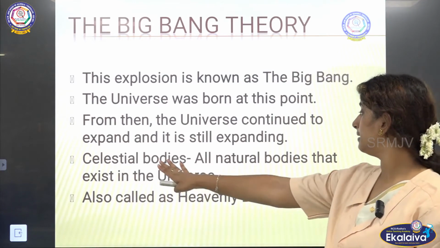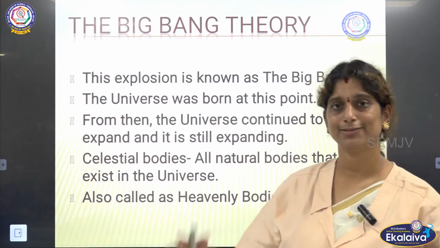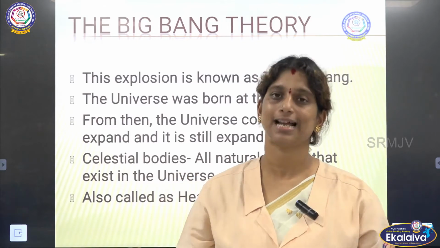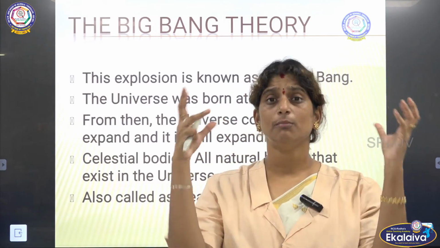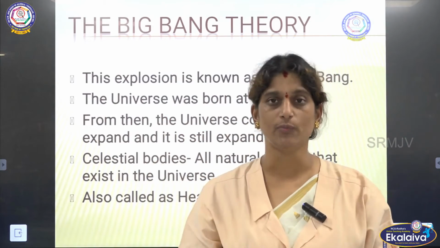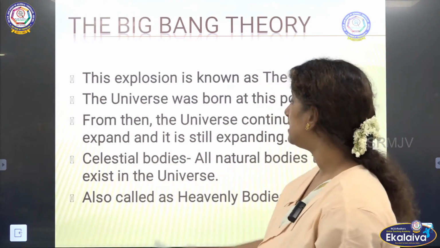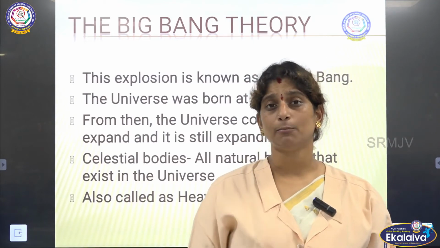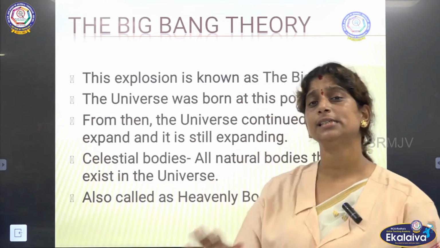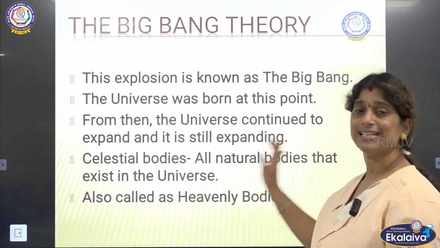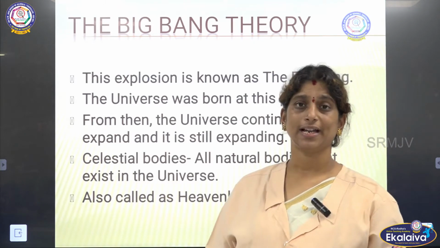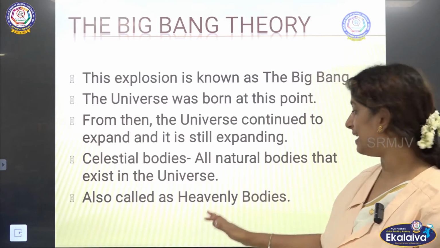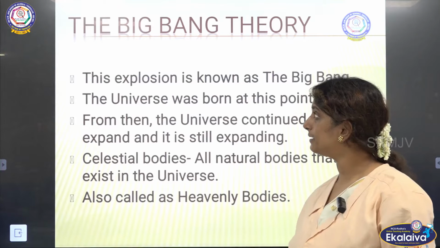And there are all the natural bodies, right? I told you, no? This universe consists of all the natural bodies, all the planets, satellites, everything. The natural bodies which are present in this universe, we call them celestial bodies, okay? So what is a celestial body? It is all the natural bodies that exist in the universe, right? Then what is the other name for celestial body? It is also called a heavenly body, right?